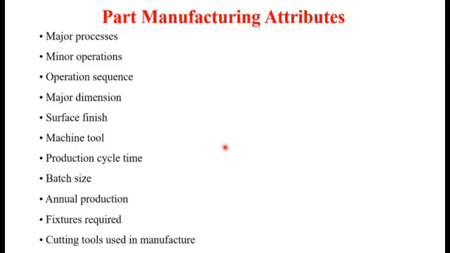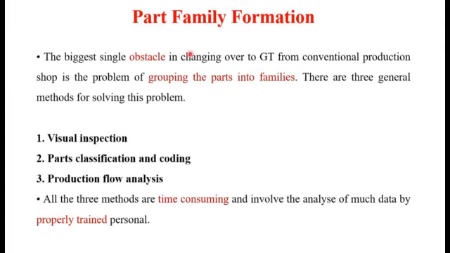Based on these, the manufacturing attributes can be defined. So, part family formation. The biggest single obstacle in changing over from a conventional production shop to group technology is the problem of grouping the parts into families. One of the biggest challenges in implementing group technology is the formation of these part families, or grouping these parts.